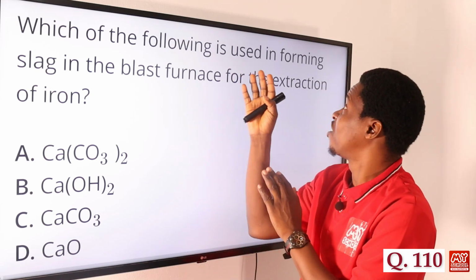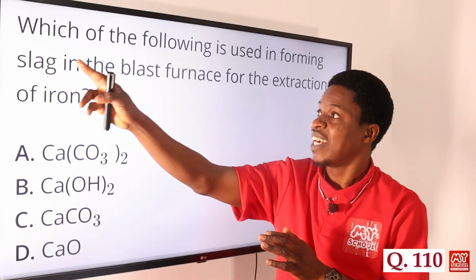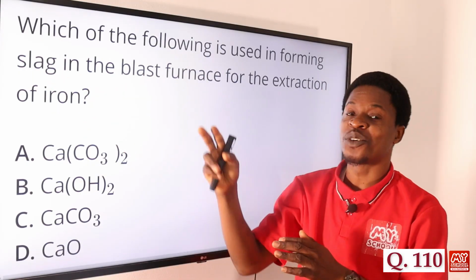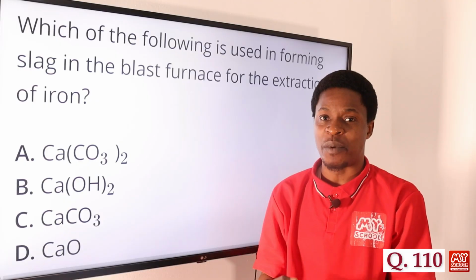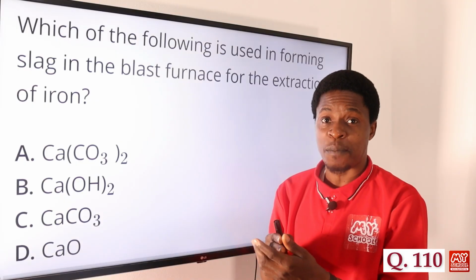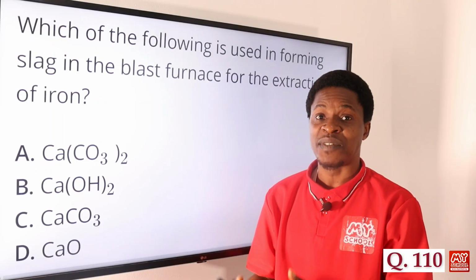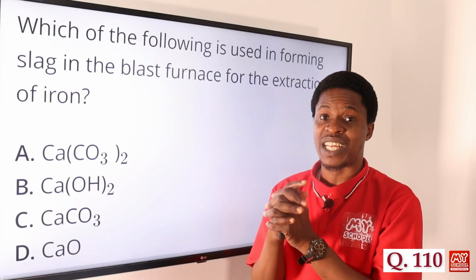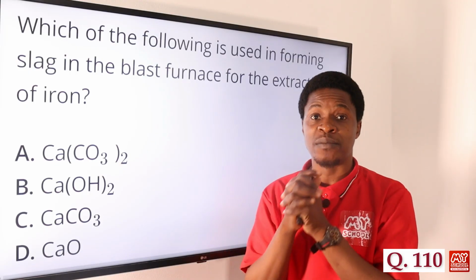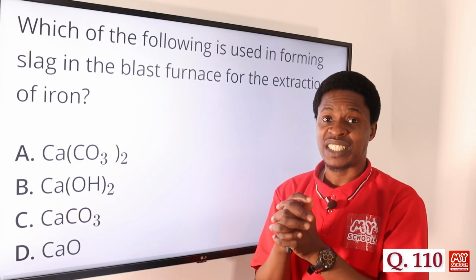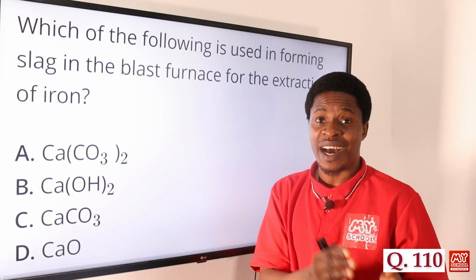So you say, which of the following is used in forming slag in the blast furnace for the extraction of iron? When we bring calcium carbonate into the furnace, it produces CaO, that is calcium oxide, that eventually reacts with the silicon dioxide to form a calcium silicate, which is the slag that is removed from there. Then our iron is gotten.